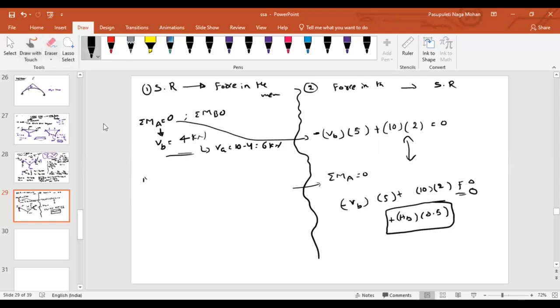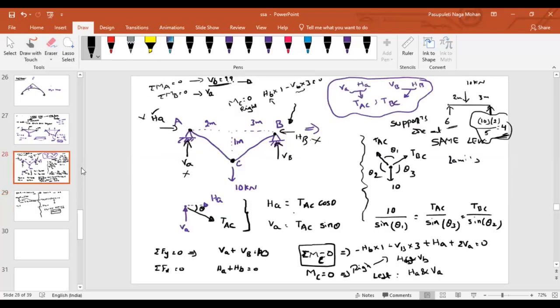As we have told you, you can take moment at point C equal to 0. Not only at point C, in between you can take moment at any point equal to 0, as you wish. But if you ask me why I'm taking moment at C, this length is directly given. From here to here, it is 1 meter directly given. So that's why I'm taking moment at C equal to 0, so that I know all the perpendicular distances.